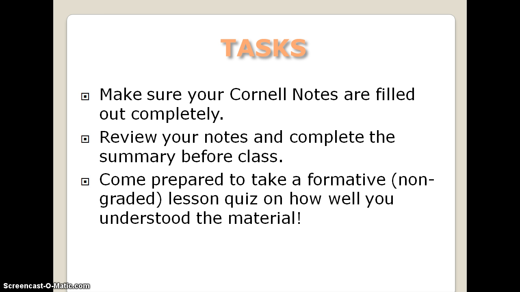Please make sure your notes are filled out completely. That includes highlighting and underlining or circling anything that you feel is really important or that you're confused on. Review your notes, complete the summary before class, and come prepared for a formative lesson quiz on how well you understand multi-step equations.